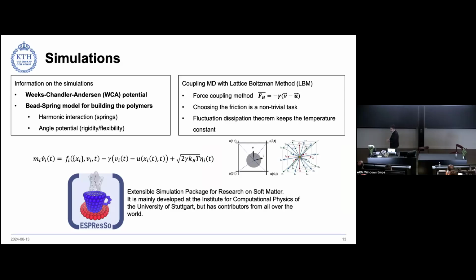So these are the details related to my simulations. I have used a hardcore Weeks-Chandler-Andersen potential, and I have built the polymers with bead-spring models. So we define the beads and we connect the beads with springs together. I have used harmonic interactions for the springs to hold the beads together, and an angle potential to impose the rigidity or flexibility of the fibers.